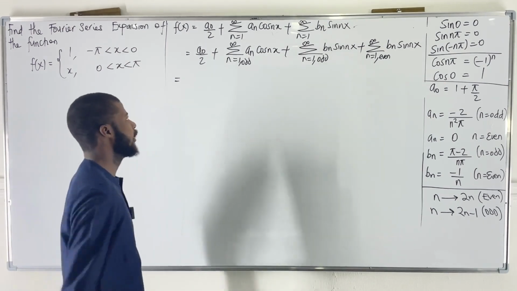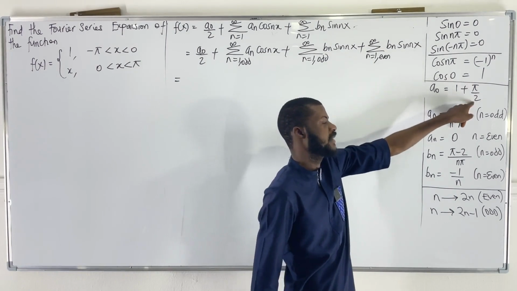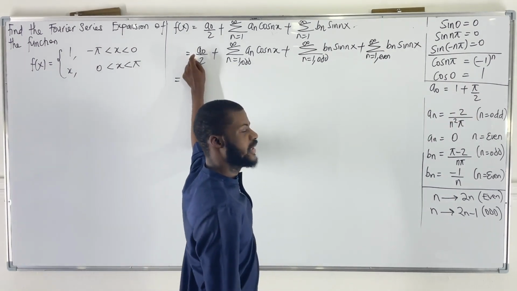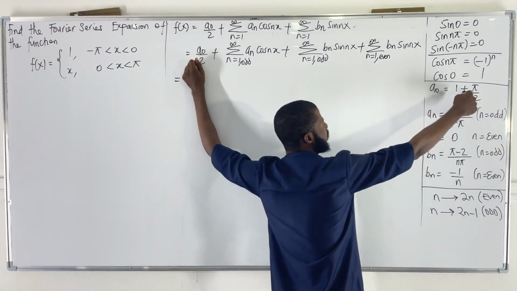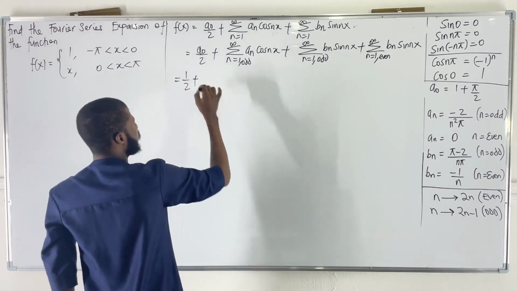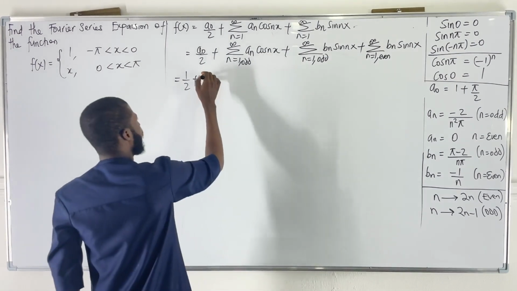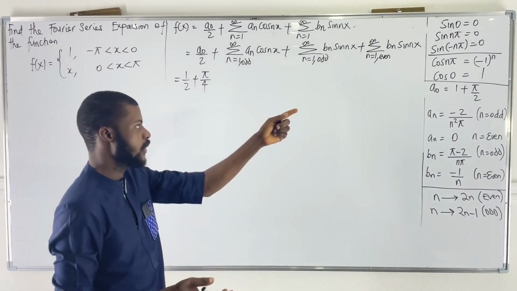So let me put in what my a naught is. So a naught is 1 plus pi over 2. Now here's the thing. Your a naught is also being divided by 2. So I would divide these two terms by 2. So I'm going to say 1 over 2 plus pi over 2, and if you divide pi over 2 by 2 again, that will be pi over 4. You divide the two of them by 2.